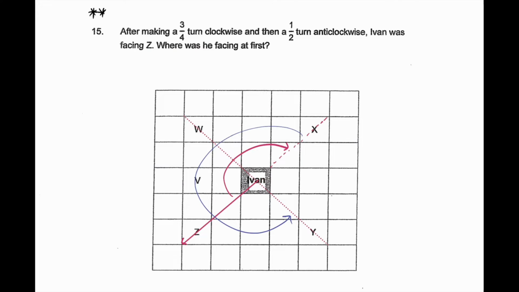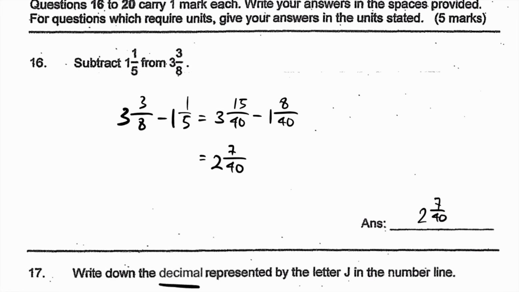Notice I drew these dotted lines to show a quarter. So that's 1/4, 2 quarters, 3 quarters. Therefore, he was facing Y at first. And now booklet B, subtract this from this. Now, do not take 1/5 minus 3 3/8. Nope. Take this from this.